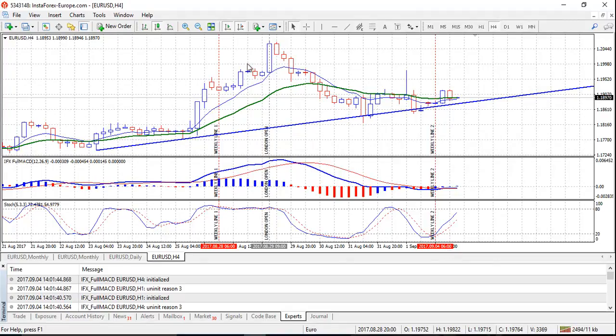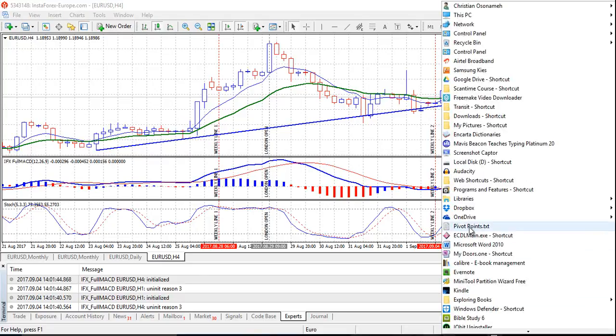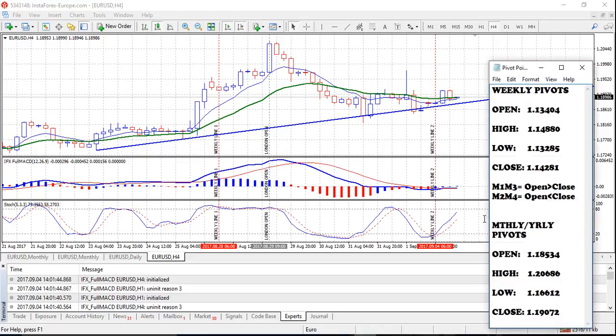So I now want to take the values of the open, high, low and close in the last 1 week for me to be able to plot my weekly pivot points on this chart here. So in order to do that now, I have to open my text notes where I take the values. You can see this is the weekly pivots, and then this is the monthly and the yearly pivots.